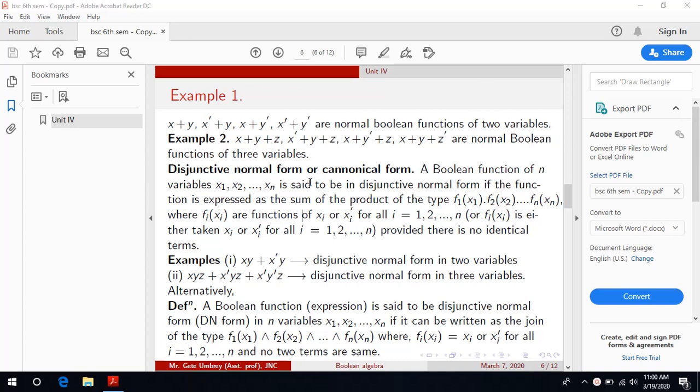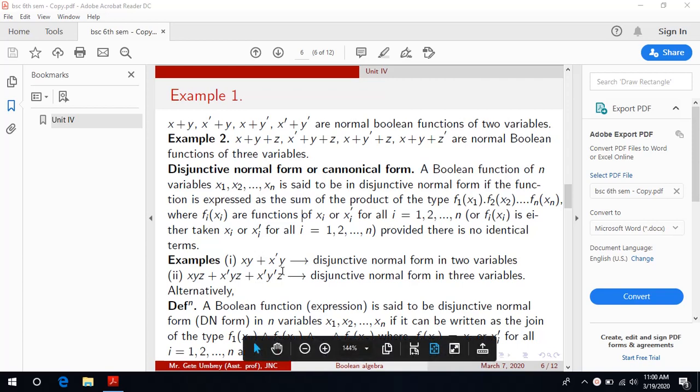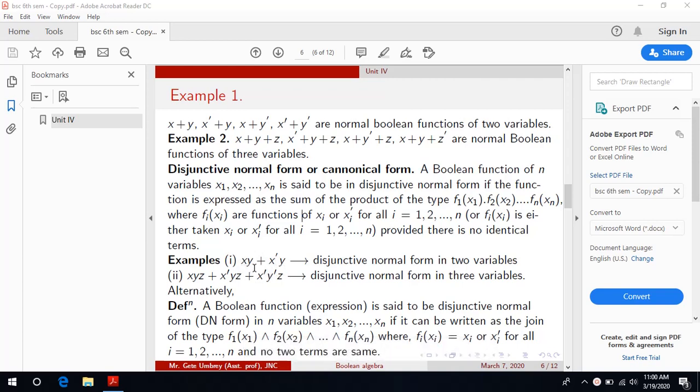Disjunctive normal form or canonical form. So the definition is given on the screen. You can see there's a definition on the screen. And do not worry about this definition. It will be clear to you from some simple examples, and you can write in your own language. So here is the first example.